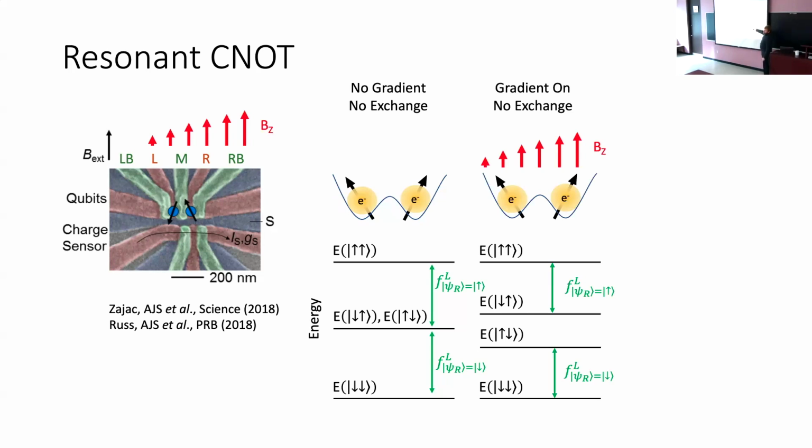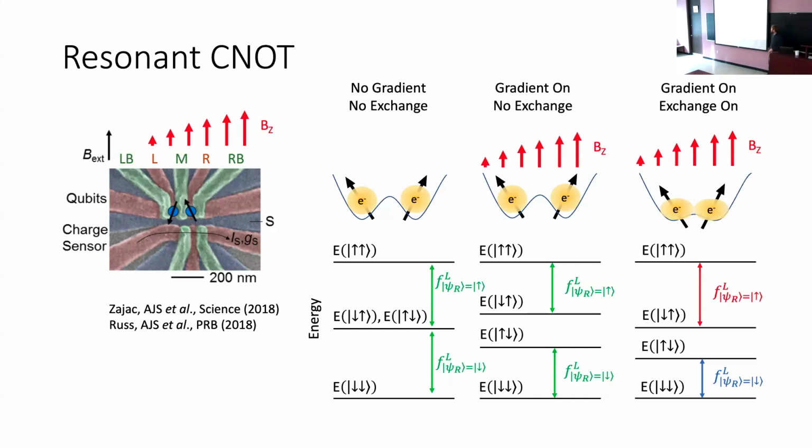The green arrows are basically showing you the frequency of the left spin transition, depending on the right spin state, which is shown in the subscript. And something interesting happens now when I turn on exchange. So if I push the electrons together, such that their wave functions overlap, remember there's an energy penalty for electrons in the same state versus opposite spin states. So that means the down-up and up-down states are going to drop in energy compared to the down-down and up-up states. And that's what we see.